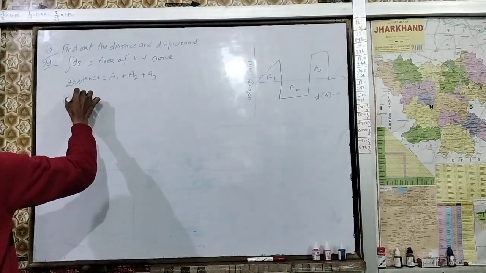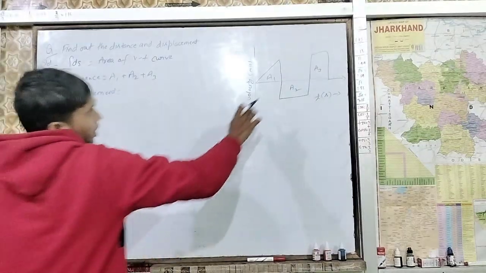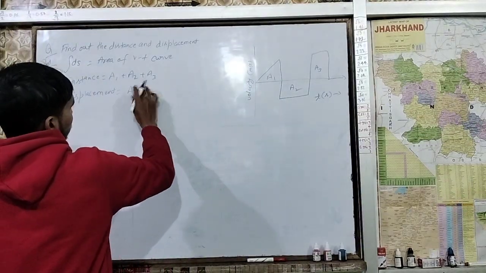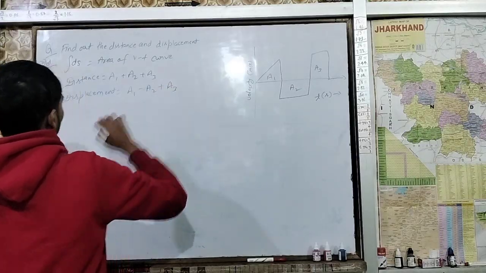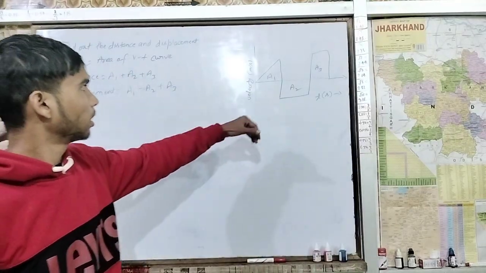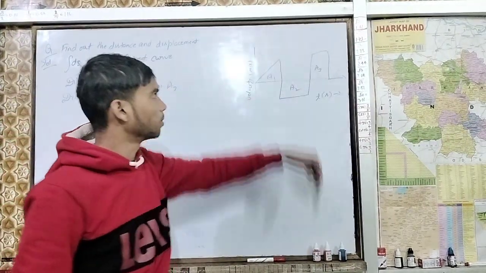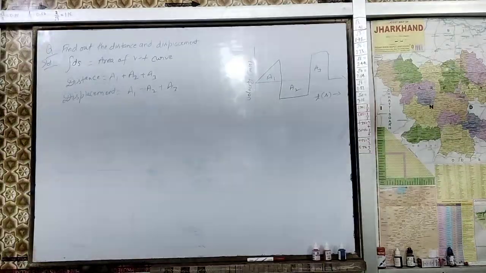When it comes to displacement, we say that A1 is positive, A2 is negative, and A3 is positive. This is our total displacement, because this part is coming in the negative section and these two parts are coming in the positive section. That's why.